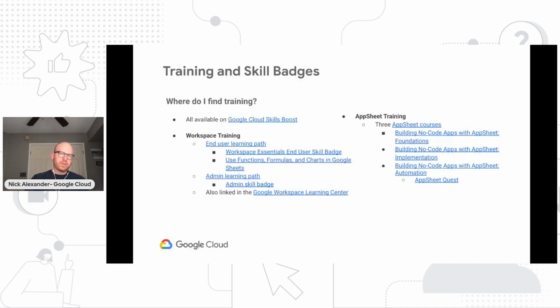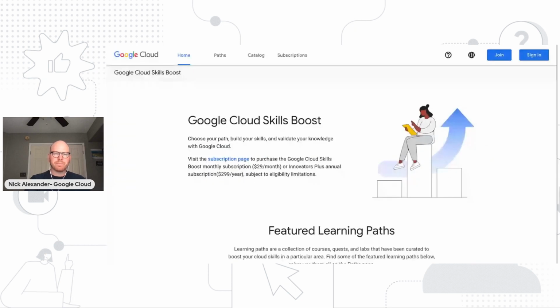So now that we've talked through a bit of the schema of the types of courses, now where do we find this information so you can actually get started with it? So really all of this, and this is the key piece here, all of this is found on our Google Cloud Skills Boost. So let me share this tab.